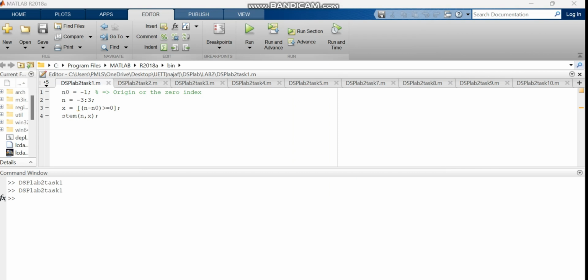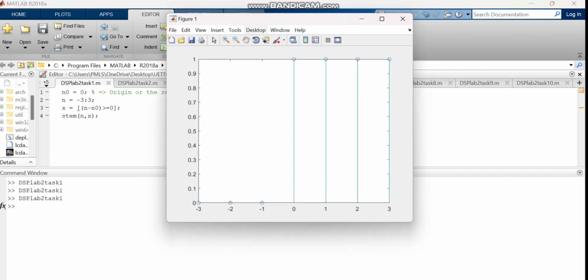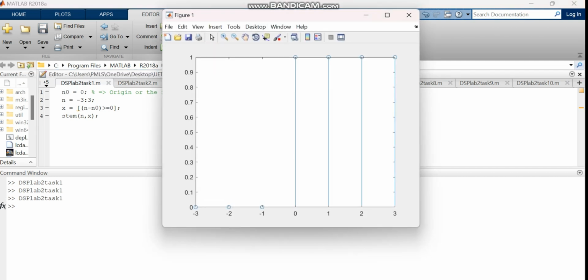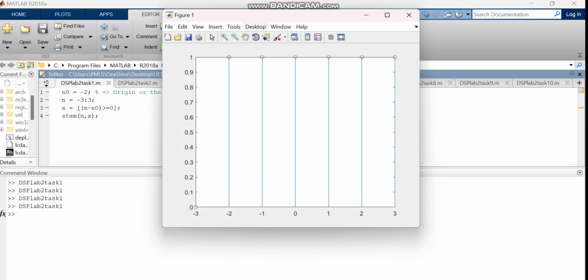Now if we increase the value of n0 from -1 to 0 and then run the code, we see that the graph has shifted from -1 to 0, which means that our graph has shifted to the right side. And if we decrease the value of n0 from -1 to -2 and then run the code, we see that the graph has shifted to the left side.